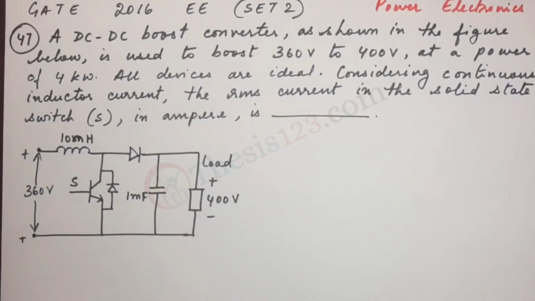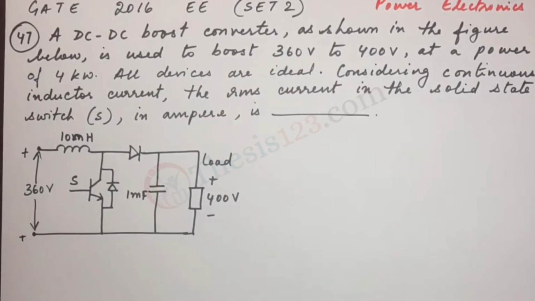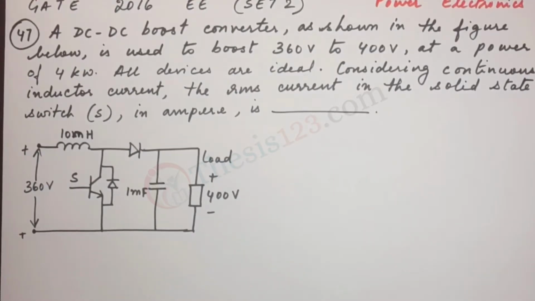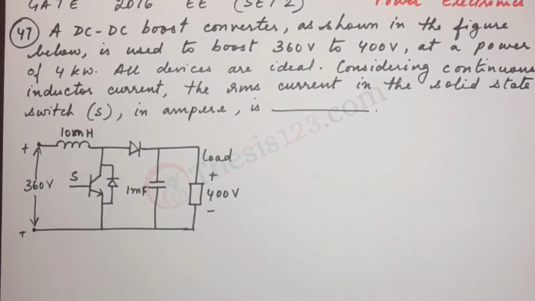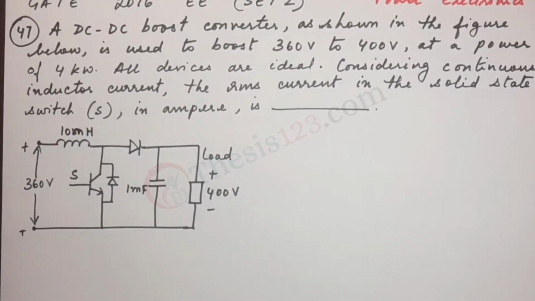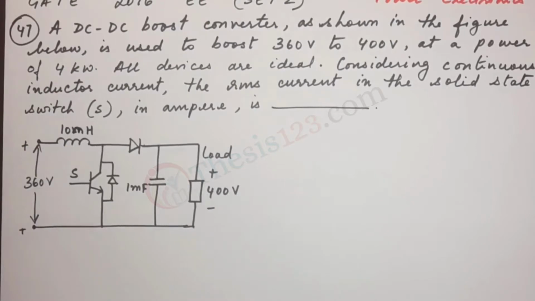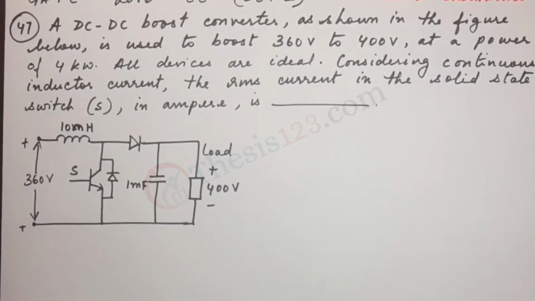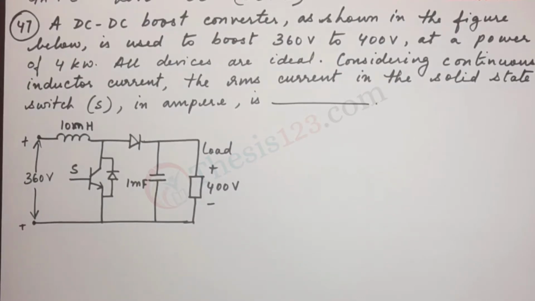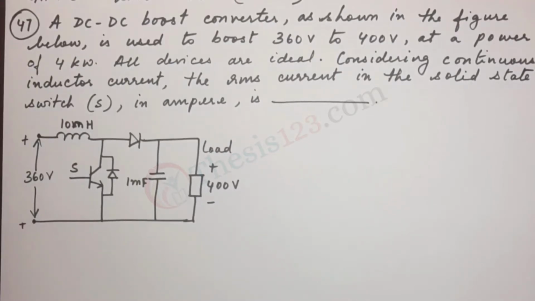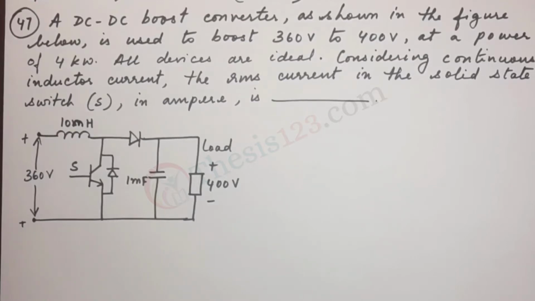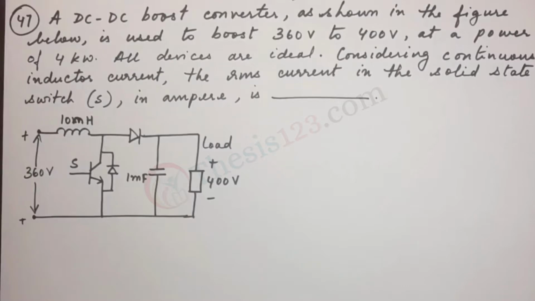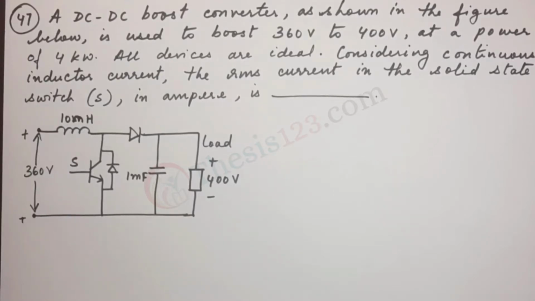Here's the next question, number 47. A DC to DC boost converter, as shown in the figure below, is used to boost 360 volts to 400 volts at a power of 4 kilowatt. All devices are ideal. Considering continuous inductor current, the RMS current in the solid state switch in ampere is dash. Okay, so this is again not a multiple choice question, so we will have to work it out. The question asks us for an RMS current in the solid state switch.